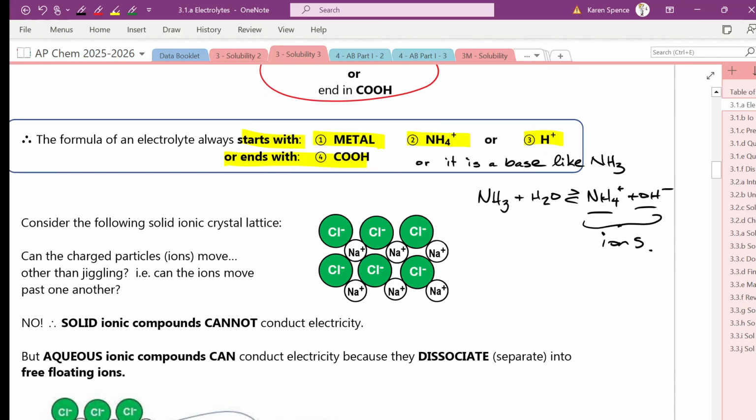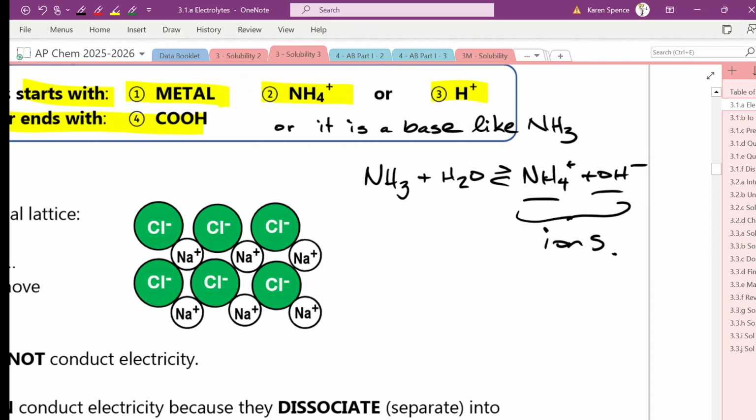All right, we have a solid ionic crystal lattice. Is a solid salt an electrolyte? No, why not? The ions have to be freely moving. So this is not an electrolyte. The ions cannot move.